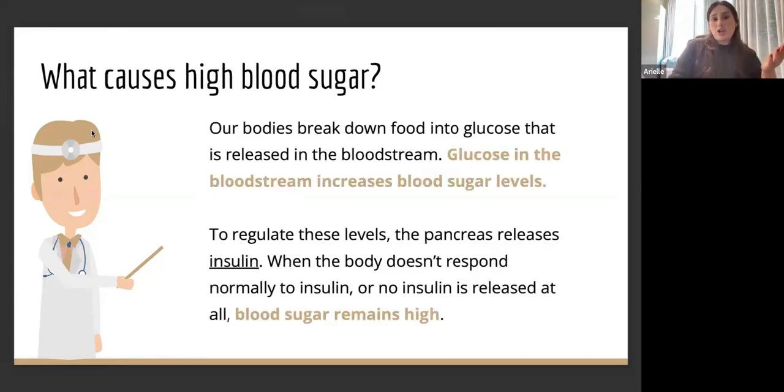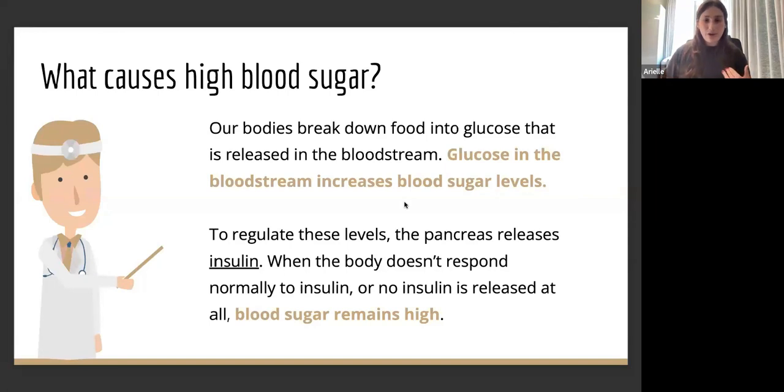What causes high blood sugar? Our bodies break down food into glucose that is released into the bloodstream, and glucose in the bloodstream increases our blood sugar levels. Most foods cause an increase in our blood sugar. But then insulin, which is a hormone released by the pancreas, is usually released into our bloodstream to lower that blood sugar. But sometimes either our body doesn't respond normally to insulin or no insulin is actually released at all, and the blood sugars remain high.